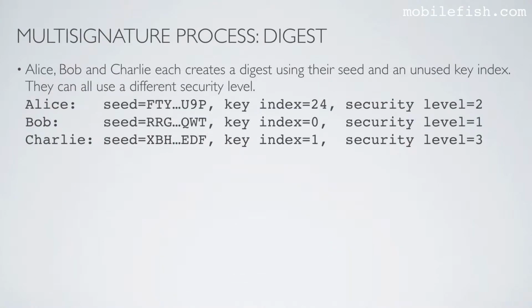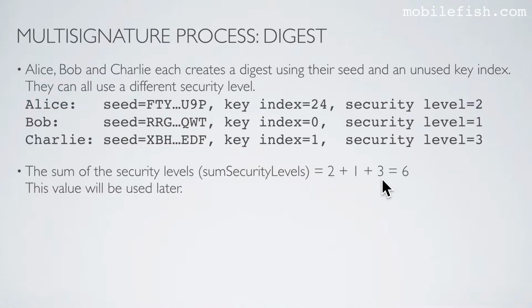Alice, Bob, and Charlie each create a digest using their seed and an unused key index. They can all use a different security level. This is Alice's seed, key index, and security level. And these are Bob's and Charlie's seed, key index, and security level. The sum of the security levels is 2 plus 1 plus 3, which is 6. This value will be used later.